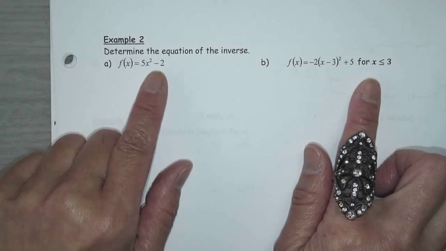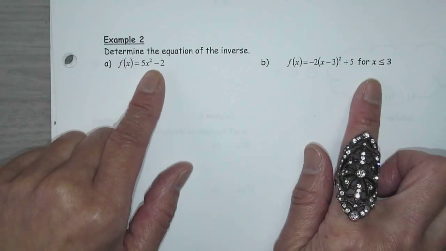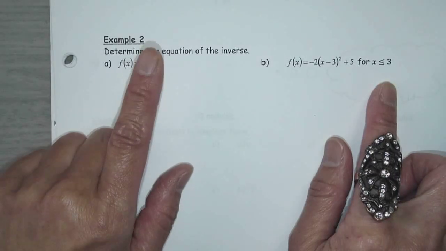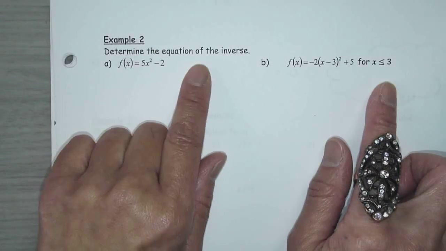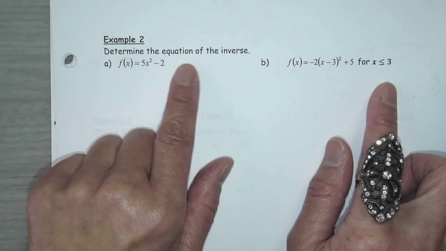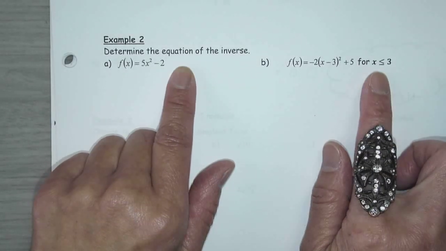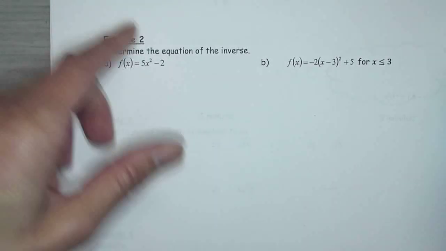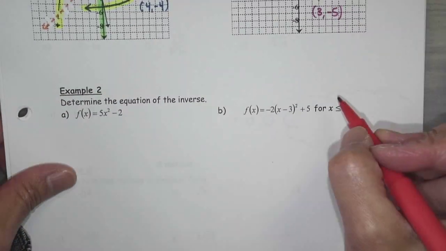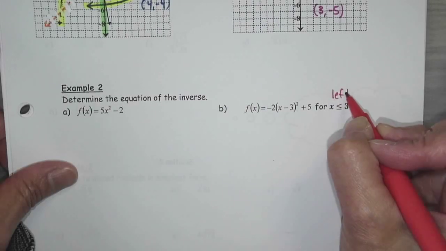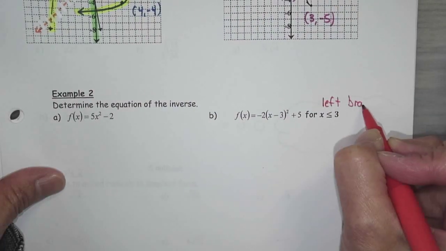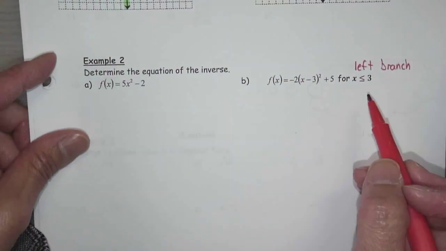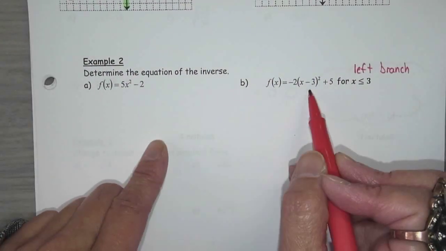Contrast. Is this one whole or half? And then look at what this one has. This is whole because there's no restriction here, right? So it's not saying anything. This one says x is less than or equal to 3. So that means this would be the left branch. Less than would be the left side of the parabola. So left branch, less than from the vertex.